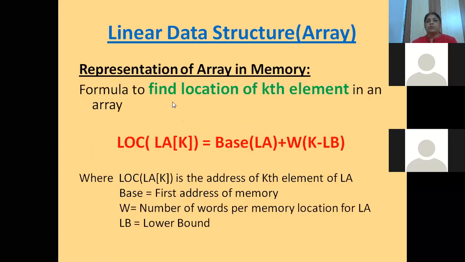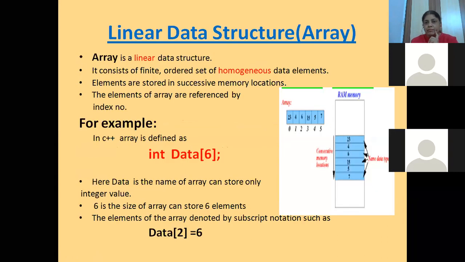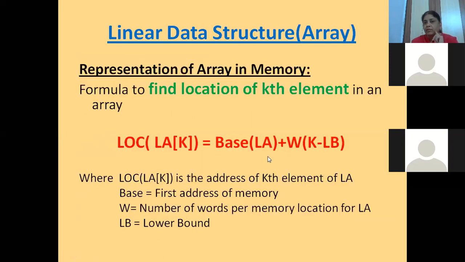Next is representation of array in memory. How to represent an array in memory? See, this formula is looking complicated, but it is not like that. See how to find the kth element of an array. If you see this example, I'm taking character, one byte for each. So if I take here 6,000, the first memory address is 6,000. So that address is called the base address of the array.